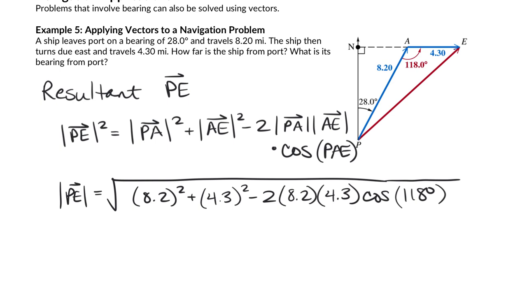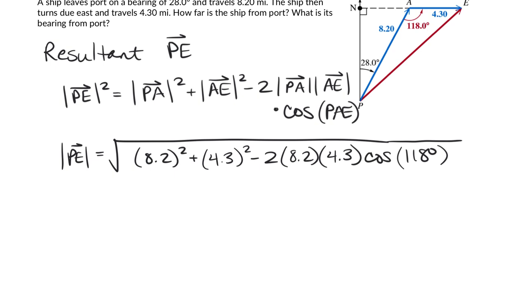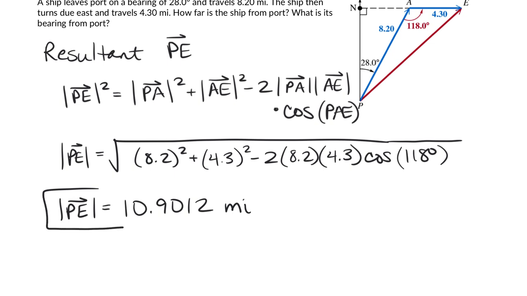It's law of cosines with crazy symbols for all of the vectors and their magnitudes. Is there anything left here that I need to solve? No, so we can throw that into a calculator. And in one fell swoop, you can find the magnitude of PE. What is the magnitude of PE? 10.9012 miles. Fabulous. So now we know the distance of the ship from the port. We know the magnitude of that vector.